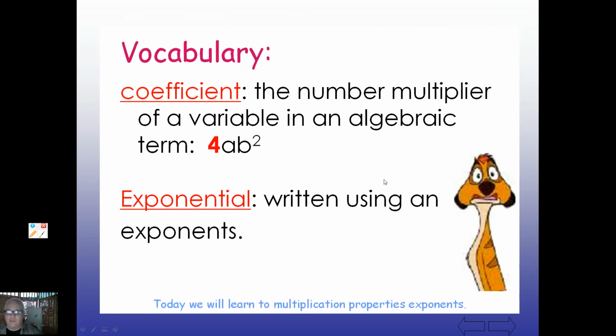Multiplication properties of exponents here. So our vocabulary, coefficient. You don't necessarily need to write these down, just make sure you understand them if you need to draw a picture or add something in. The coefficient is the number multiplier of a variable in an algebraic term. So for example, if you have 4ab squared, the coefficient is this number 4 out in front. Okay? And if you hear me say exponential, it simply means an expression is written using exponents.